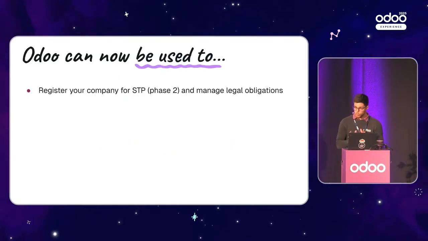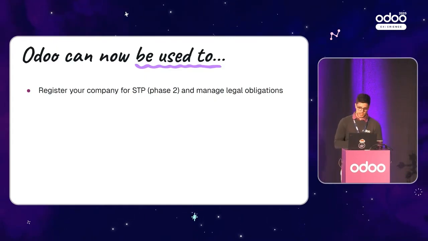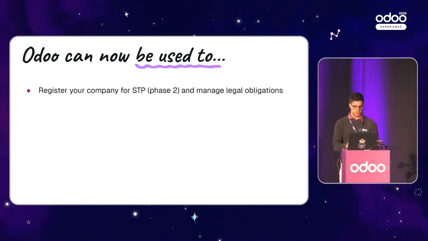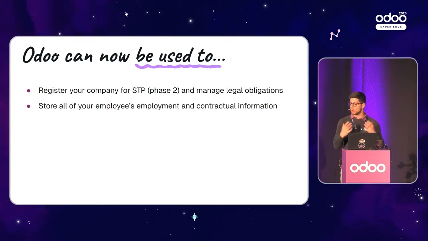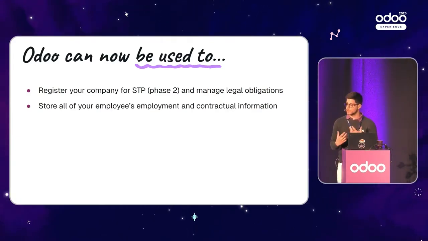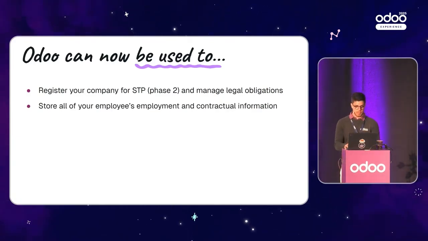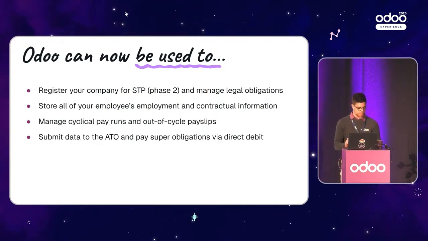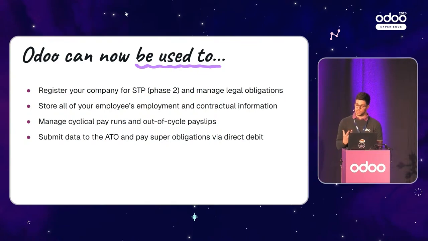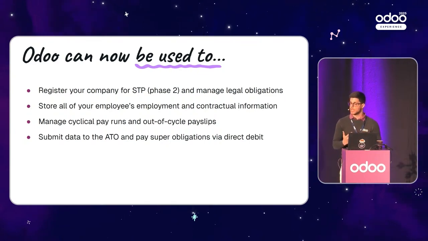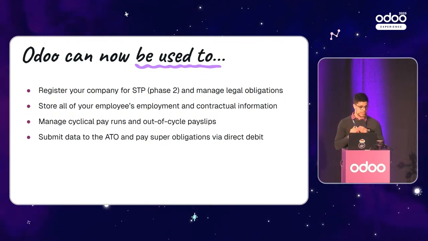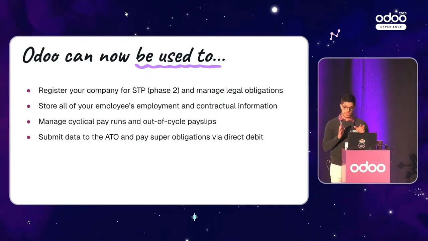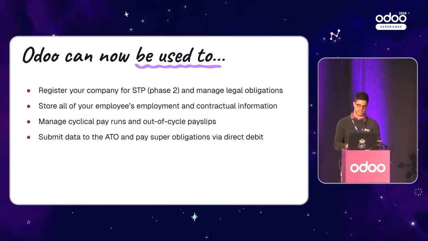Now, Odoo can be used in version 19 to register your company for STP and to manage your legal obligations, also to create your employees and store all of their contractual employment information in the system, manage cyclical pay runs and out-of-cycle pay slips, submit data to the ATO directly and pay super obligations via direct debit. That is also super exciting because we don't have any direct debit features in Australia besides payroll yet, but this is a first step.